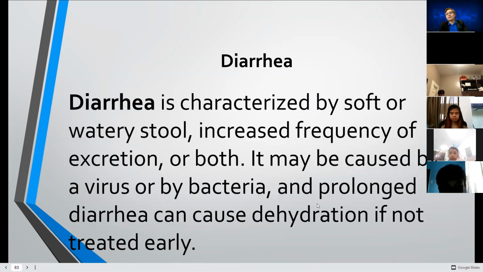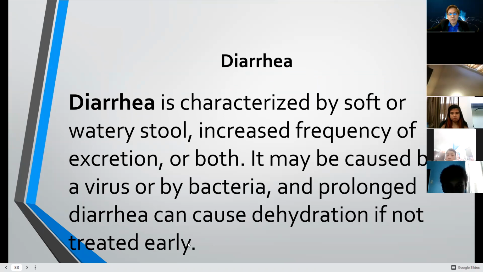The second one is diarrhea. Diarrhea is characterized by soft or watery stool and increased frequency of excretion. Take note, increased frequency of excretion, meaning you eliminate more, or watery stool, or both. The problem here is that diarrhea can cause dehydration because you are removing a lot of water in the process. It may be caused by a virus or bacteria, and prolonged diarrhea can cause dehydration if not treated early.